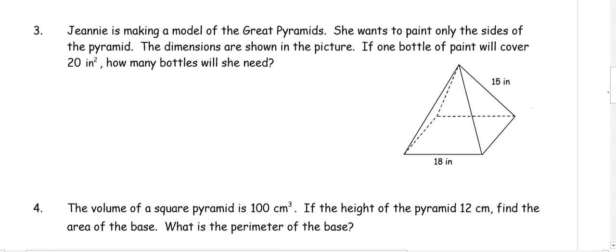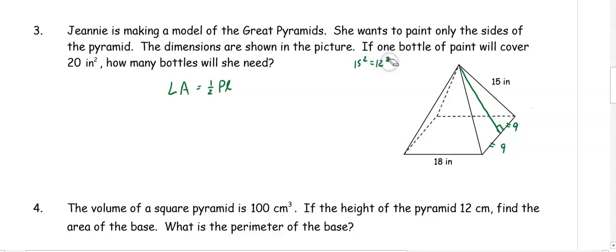In number 3, Jeannie is making a model of the Great Pyramids. She wants to paint only the sides of the pyramid. The dimensions are shown in the picture. If one bottle of paint covers 20 inches, how many bottles will she need? Sides of the pyramid, we want to find our lateral area. So remember that lateral area is 1/2 perimeter times slant height. So if we draw our slant height in here, we know this side is 9 and 9 because it's bisecting that side of 18. 15 is not the slant height. 15 is representing the side where the two lateral faces meet, a lateral edge. So we have to do Pythagorean theorem to find our slant height first.